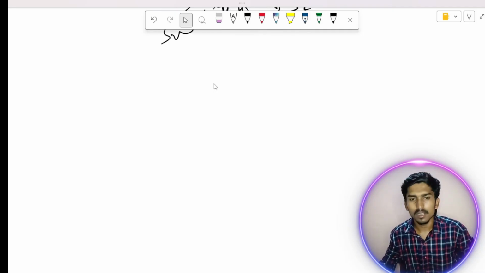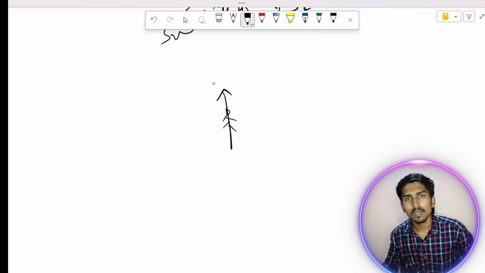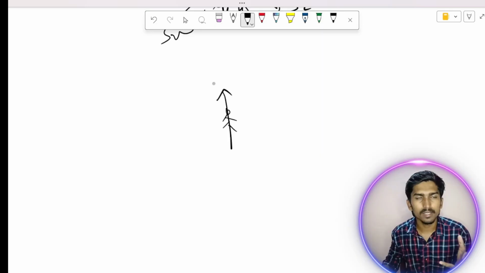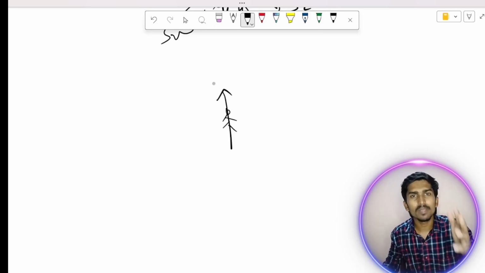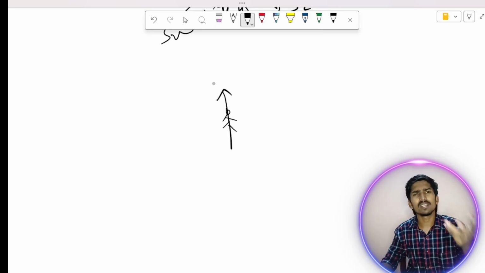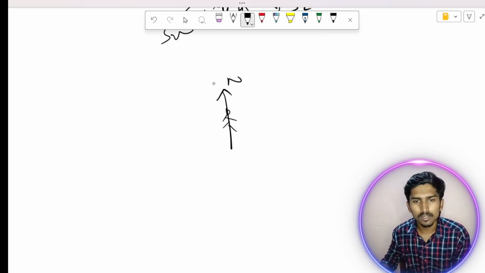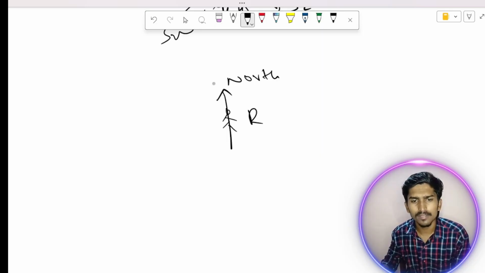Next one is right and left. In logical reasoning, the very important thing is the imagination part. If you have a good imagination, you can easily solve the questions. If you don't have imagination, it will come when you solve the problems. For example, if you are going towards north, assume that you are going towards north. What is the right of you? The right is this side, left is this side.